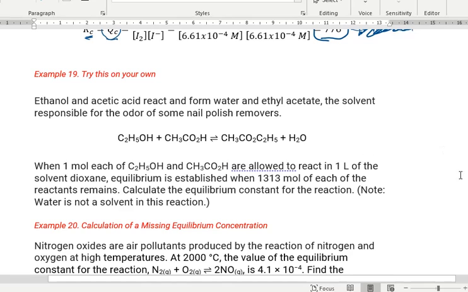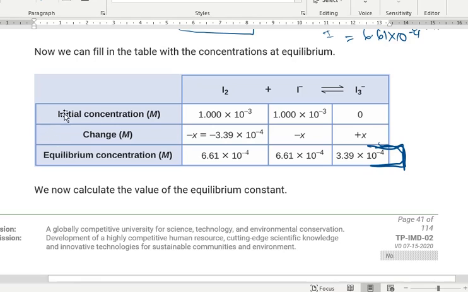So you can try this on your own. There are several problems that I put in your module, and you can try answering them before you look at the solution. Okay? So you can just use the ICE table. Remember? How do you make the ICE table? First, you balance the equation. Okay? And then you fill in what is given. So here, you are given the initial concentration of I2 and I minus.